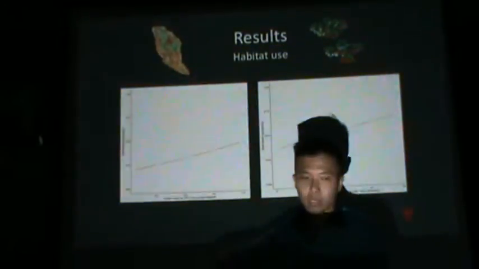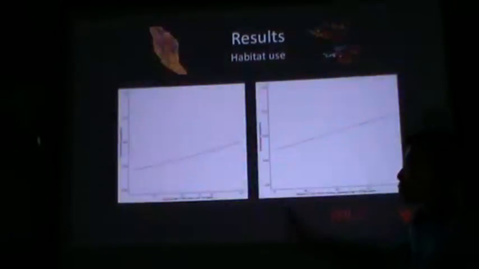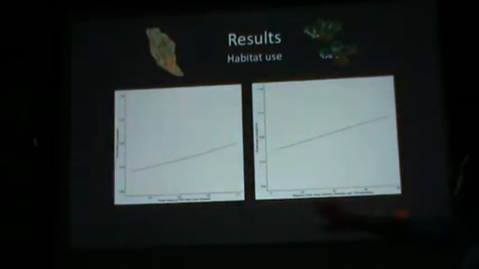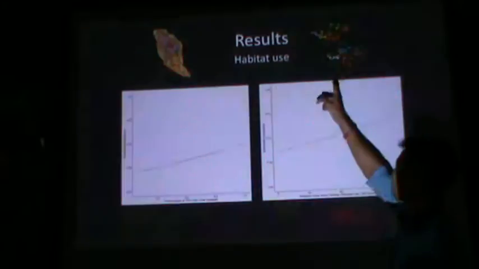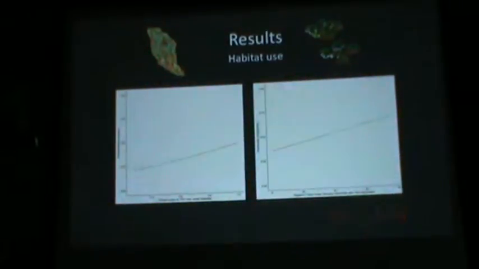We also found that if the area around the camera trap is covered more by forest, the leopard is more likely to use it. And here, this is disconnected core area density. Slightly complicated. What we have there on top, you see that core area, that's one core area per unit area.